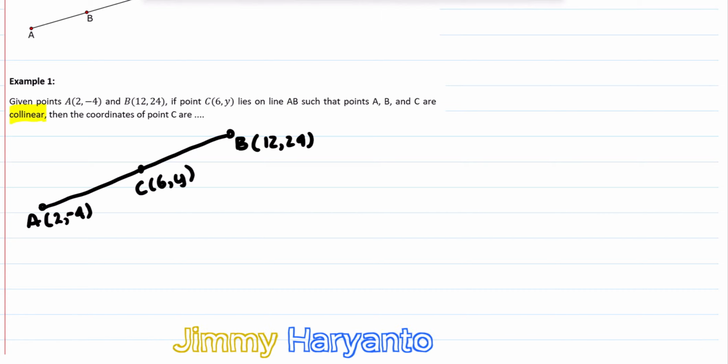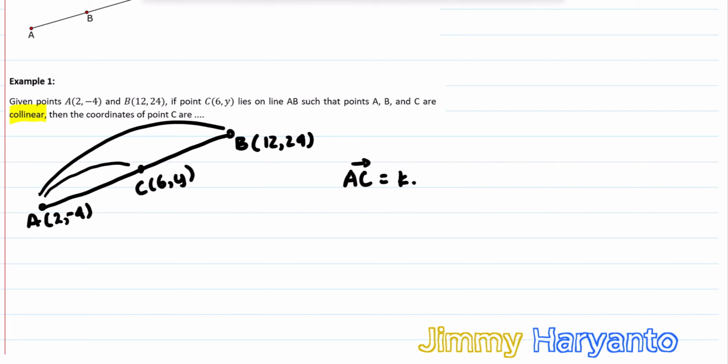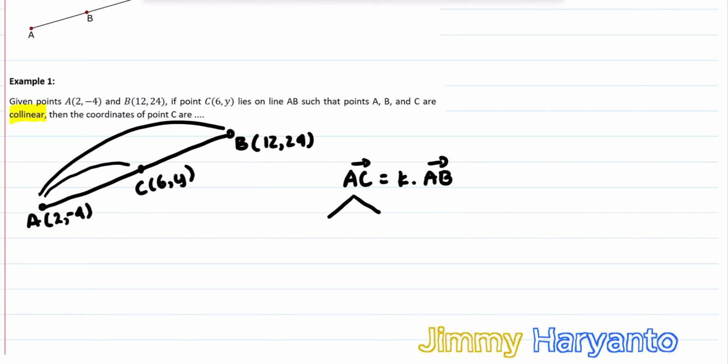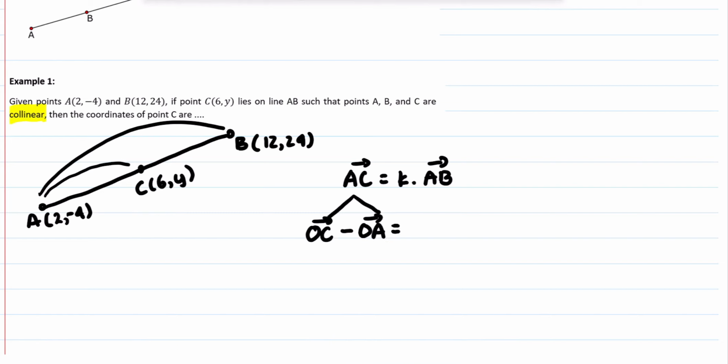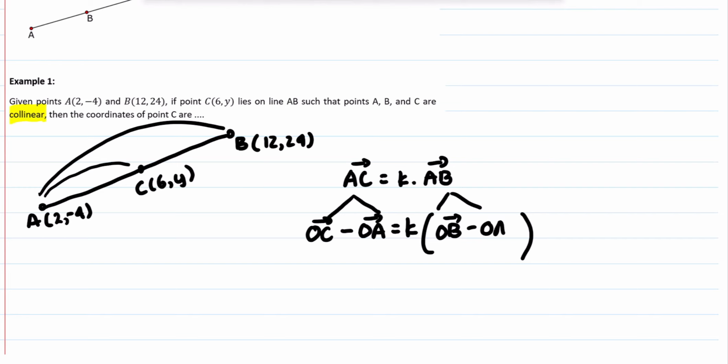Let's do it like this. I will take AC for the first vector, and then I will take AB for the second vector. That means AC equals K times AB. And we don't know what the vector AC is, right? Because we only have the point A and the point C. That means we have to find it first. To find the vector AC, we can use the formula OC minus OA, the formula of position vectors. We already talked about this before. And the formula for AB is OB minus OA.